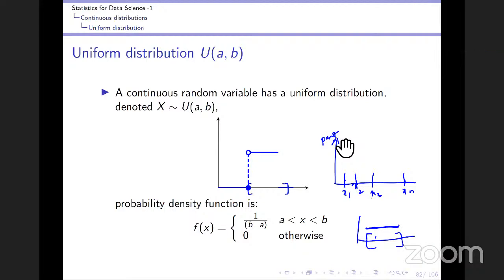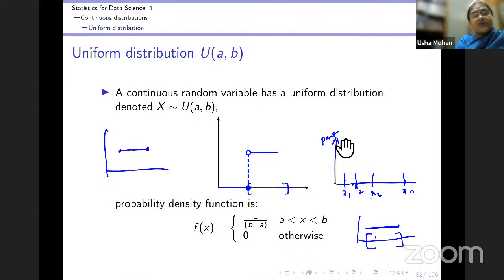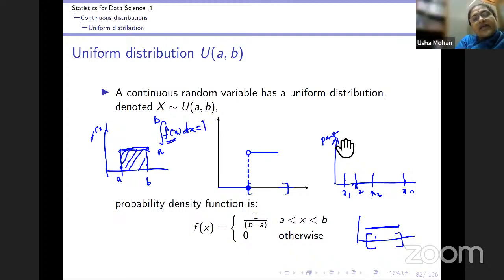Yes, ma'am. So now, for example, I want to know what this value is. I have this a, I have this b here. This is my f of x. I know this f of x is constant in this interval a to b. Now, if this is a probability density function, what do I know about the integral of f of x dx? What should this be equal to? The area after this curve should be equal to 1.